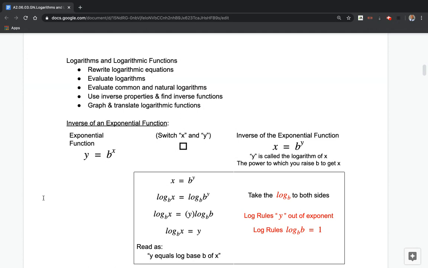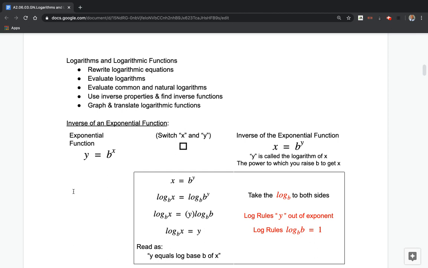We are talking about logarithms and logarithmic functions. We're going to write logarithmic equations, evaluate logarithms, evaluate common and natural logarithms, use inverse properties to find inverse functions, and graph and translate logarithmic functions.